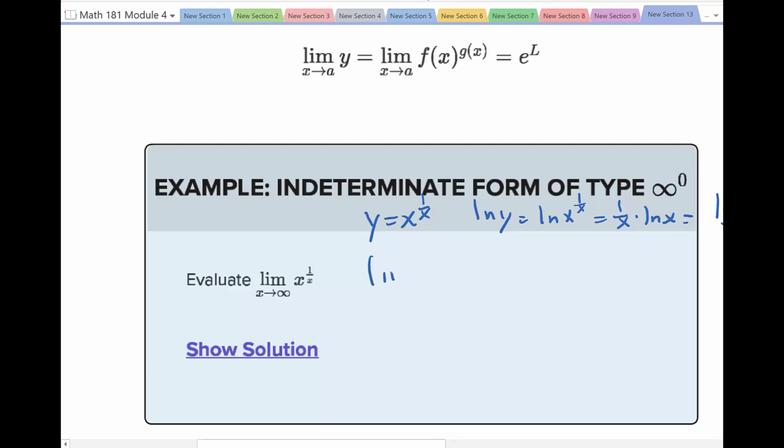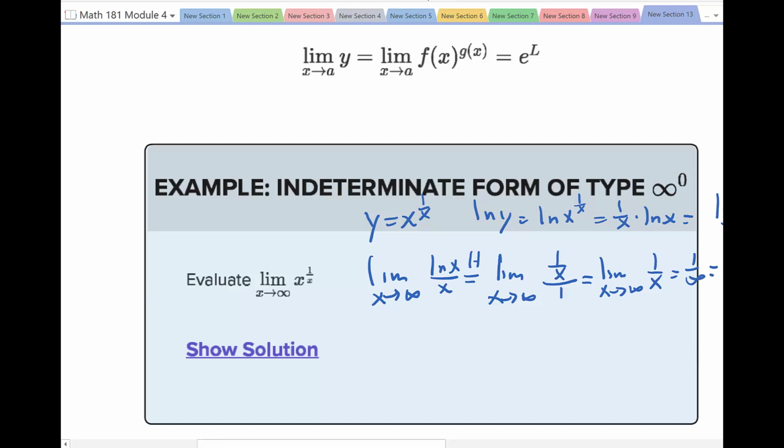So if we look at the limit as x goes to infinity of the natural log of x over x, I have infinity on top, I have infinity on bottom, so it's an indeterminate form. So I can take L'Hopital's rule here, and I'd have the limit as x goes to infinity of 1 over x over 1. And if I work with that a little bit, that's just going to be 1 over x. And as x goes to infinity, that's going to be 1 over infinity, so it's 0.